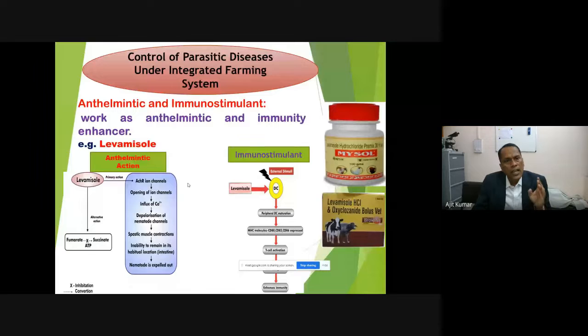Some of the anthelmintics act as an immunomodulator, because an immunomodulator helps in faster recovery of the animal or faster expulsion of the parasite from the parasitic infection. One of the important anthelmintics, levamisole, commonly acts as an anthelmintic as well as an immunomodulator. So pharmaceutical companies usually prepare levamisole with other anthelmintics, because levamisole is an immunomodulator that enhances the immunity of the host livestock to prevent parasitic infection.